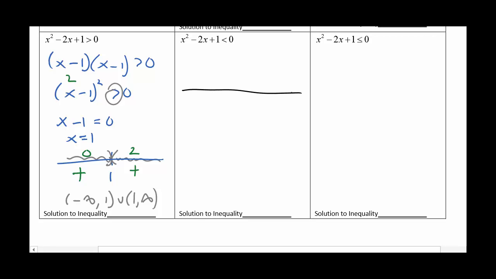Okay, now in the second illustration, we've got the same sign chart. Let me kind of translate this over here. This time I'm interested in negative numbers. So where would this thing give me a negative result? And nowhere. So in this case, I would have no solution.